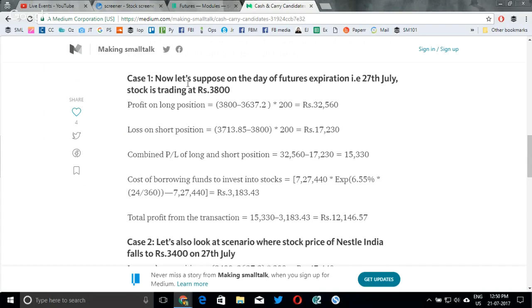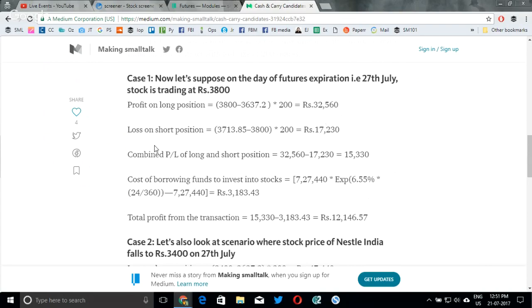In the first case, let's suppose on the day of future expiration, that is 27th of July, the stock is trading at rupees 3,800. So the profit on the long position is 3,800 minus the price at which the trader bought all the shares. That is the closing price or the spot price of 3rd of July, which is 3637.2 multiplied by 200, because this is the number of shares that he had bought. So the profit on long position in this case would be close to rupees 32,500.